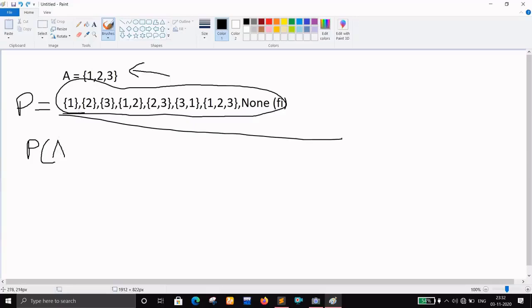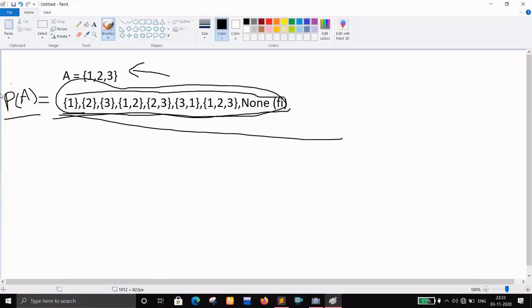P(A) equals this thing. So let me write this in a better way. P(A) equals this set, so that means the power set of A is this thing. The set of all the subsets of a given set is called the power set. I am repeating once again: the set of all the subsets of a given set is called the power set of that set. That means {1}, {2}, {3}, {1, 2}, {2, 3}, {3, 1}, {1, 2, 3} and the empty set are the subsets of A. Now if I take these and put them in another set, that is called the power set of A. And we denote this using P(A), that means the power set of set A. So that was power set, guys.